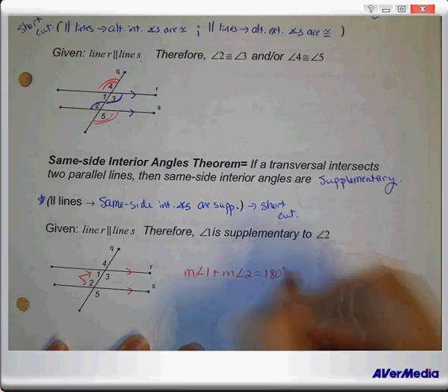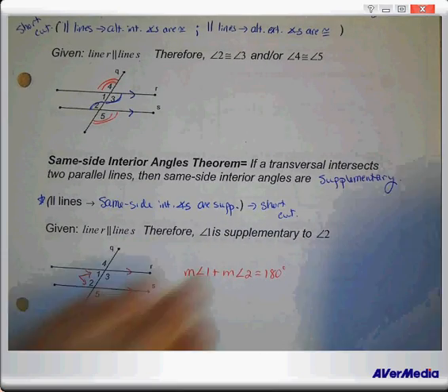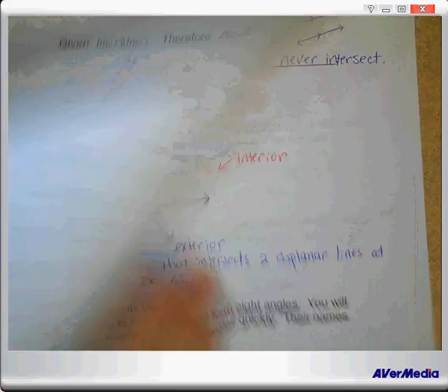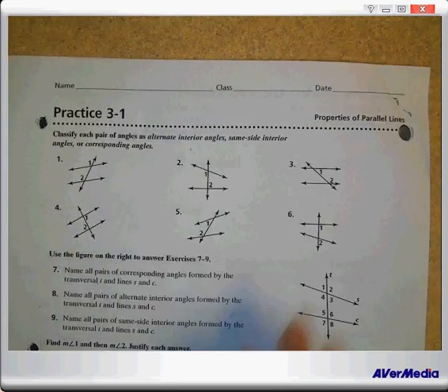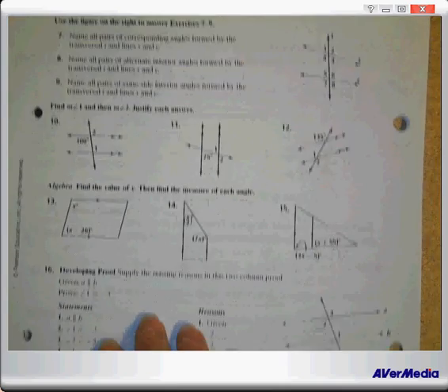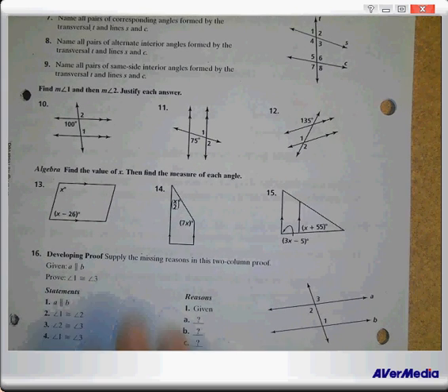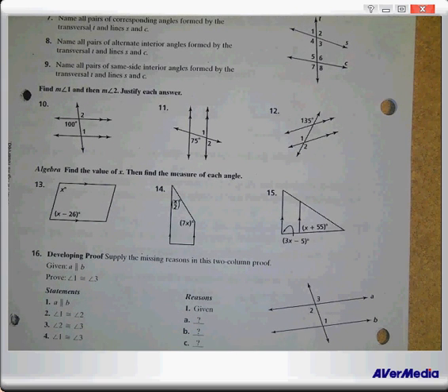And let's start with number 10, because we did 1 through 9 earlier. All right, now it says, find the measure of angle 1 and then the measure of angle 2. Justify each answer. Well, let's do angle 1 first. And now again, I'm going to use the shortcut methods of writing this out, so keep this in mind. So first of all, how do I find the measure of angle 1?